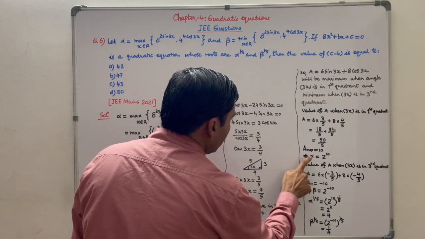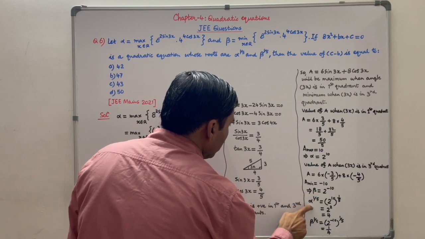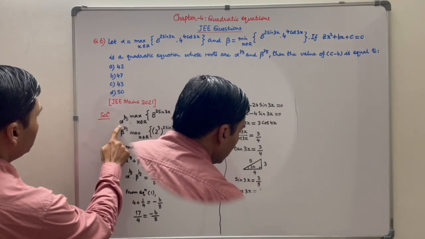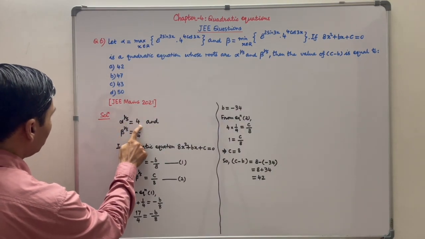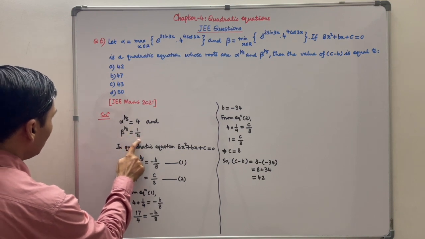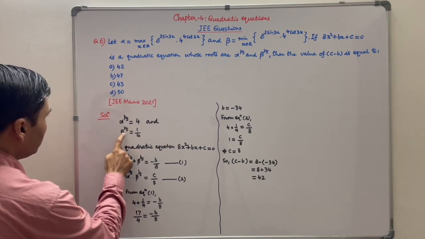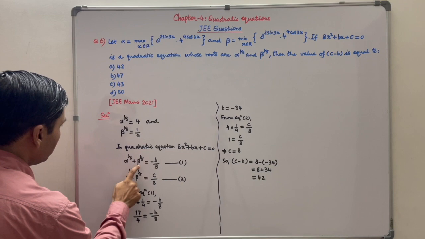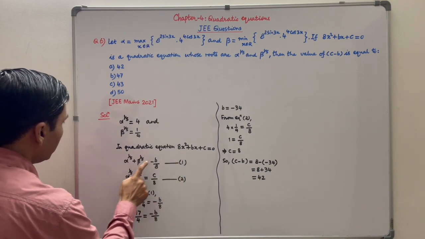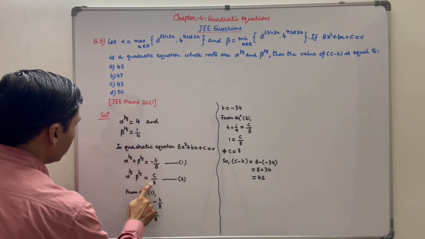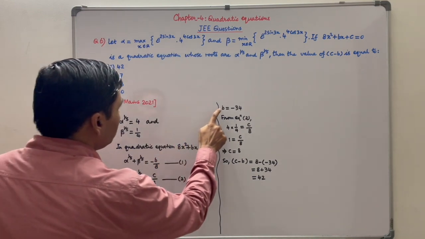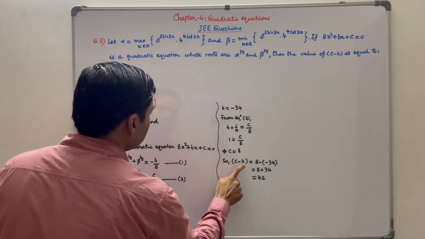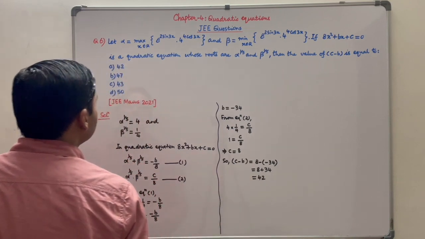We have got the values of alpha and beta. So alpha to power 1 by 5 is equal to 4 and beta to power 1 by 5 is equal to 1 by 4. These are the roots of the given quadratic equation 8x square plus bx plus c is equal to 0. So sum of the roots is equal to minus b by 8 and product of the roots is equal to c by 8. So from these we get value of b is equal to minus 34 and value of c is equal to 8. So value of c minus b is equal to 42. So the option A is correct.